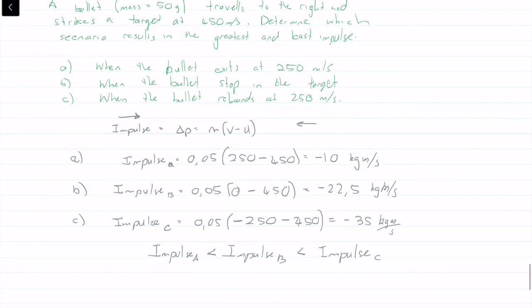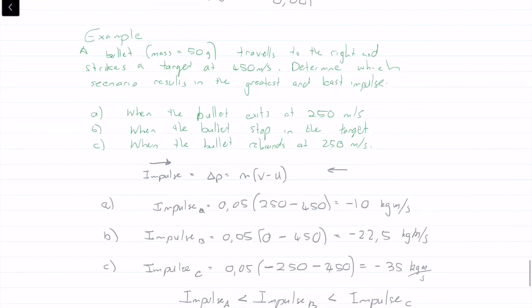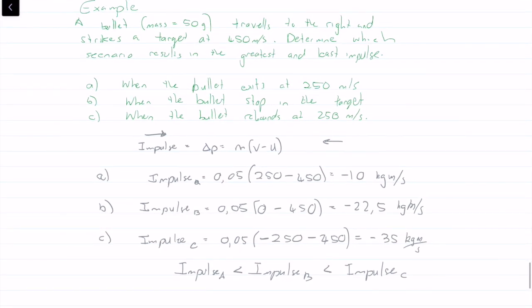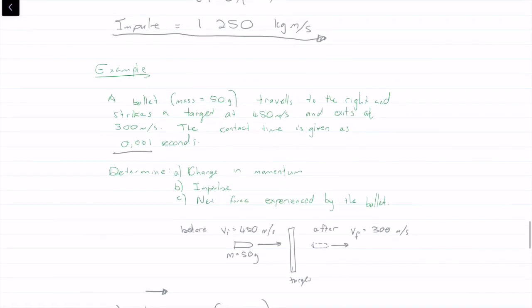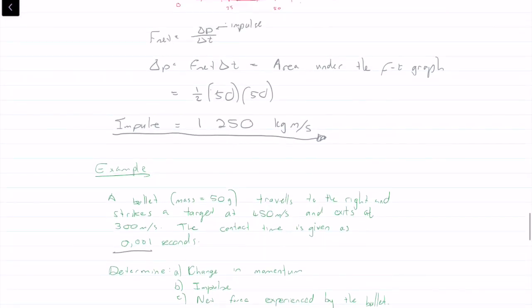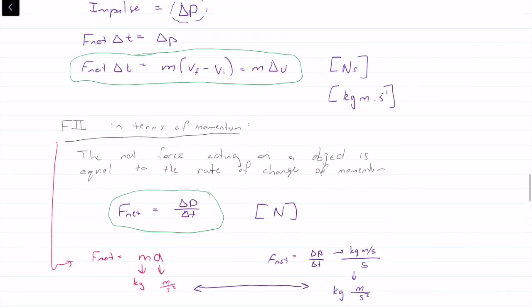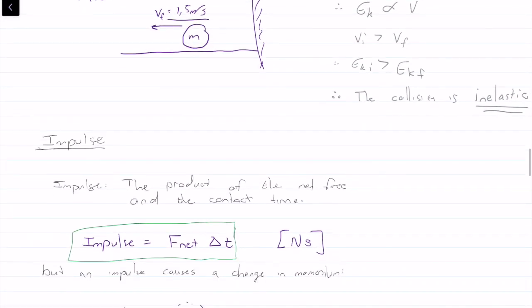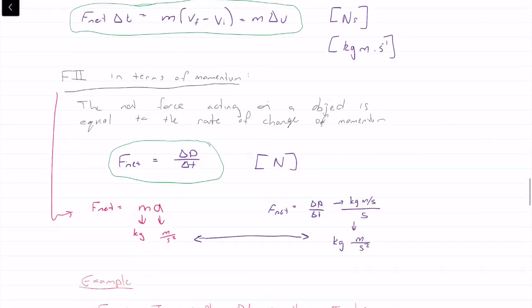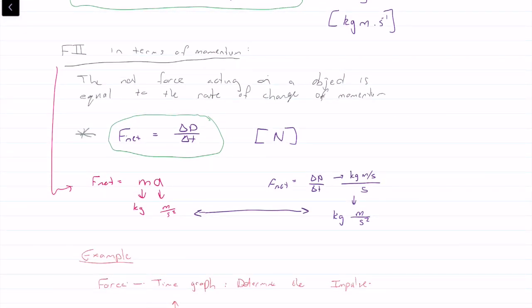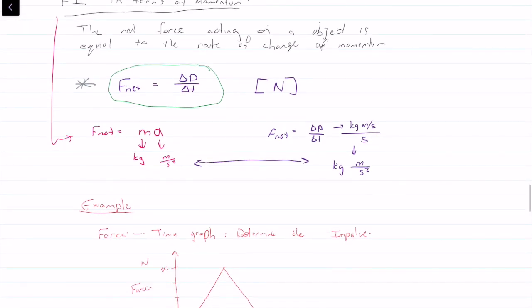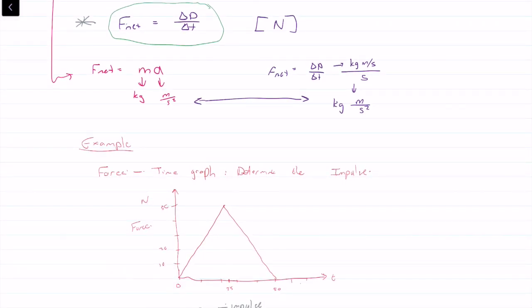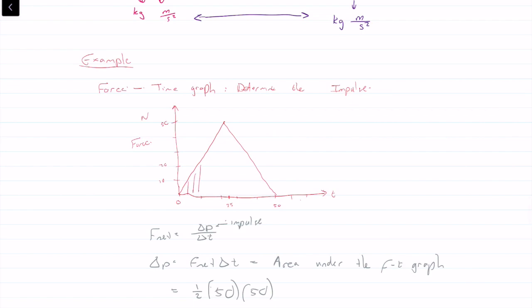Okay, so those are the questions that I wanted to do in this video. Those are very analytical types of questions. In the next video, we're going to go into more theoretical questions where we have to explain a certain phenomenon with respect to impulse, force, and delta T with respect to this equation right here. Once again, when we're looking at an FT diagram, the impulse is equal to the area under.